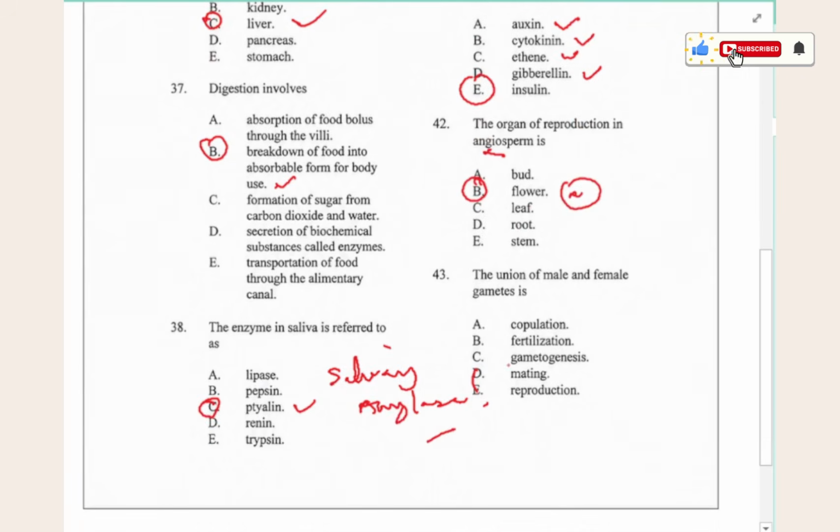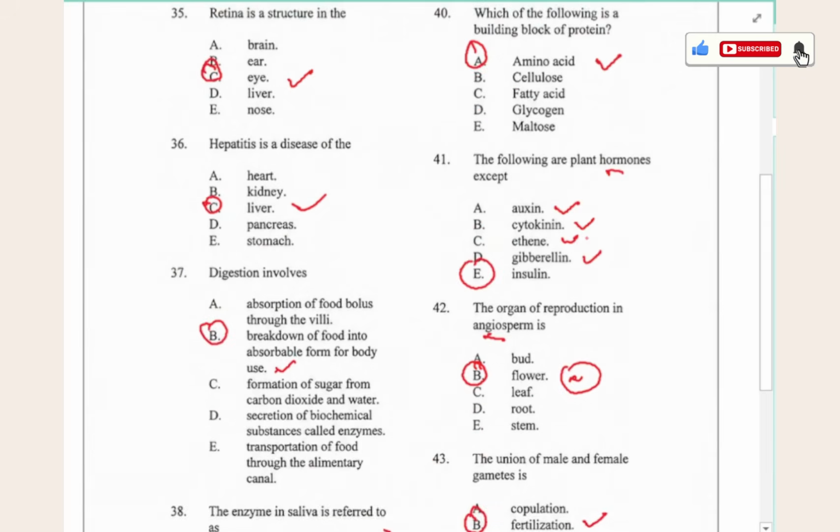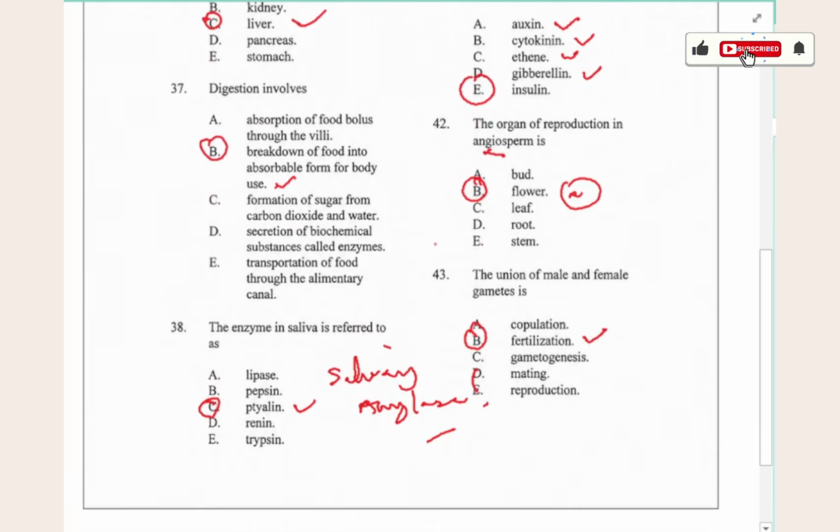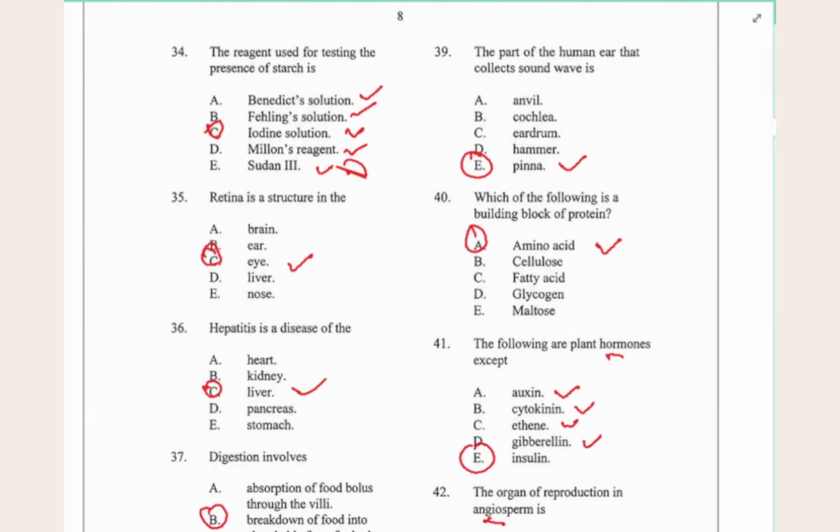Number 43. The union of the male and the female gametes, okay, is called what? Fertilization. When the male and the female gametes meet, it's called fertilization. Copulation basically is mating. Okay, the process of mating that leads to fertilization. And then so that's that for that question. Let's move to the next one.